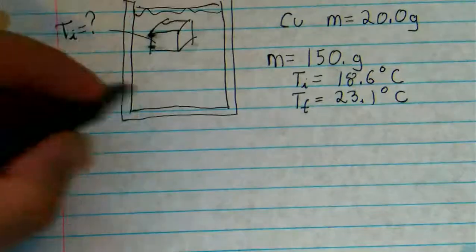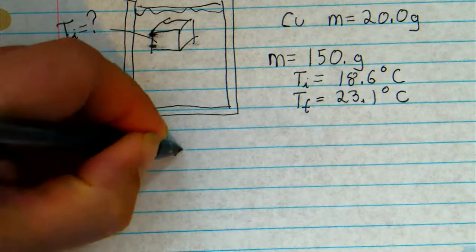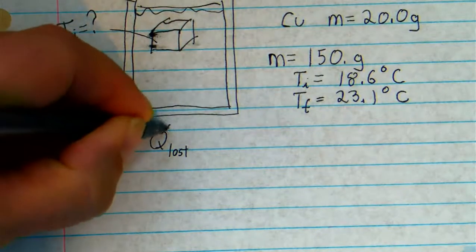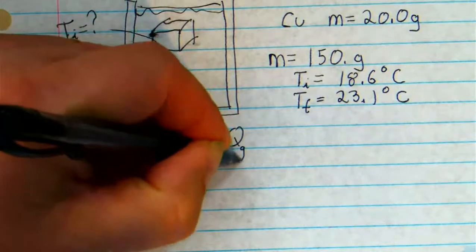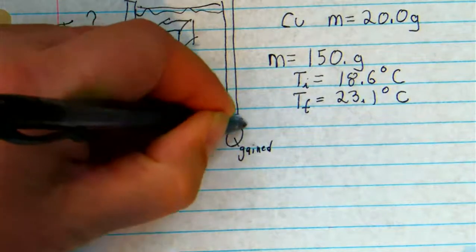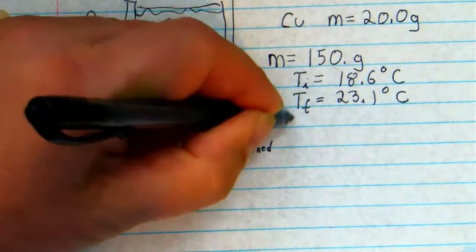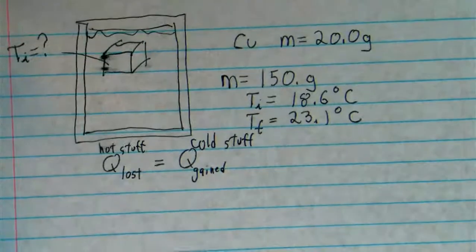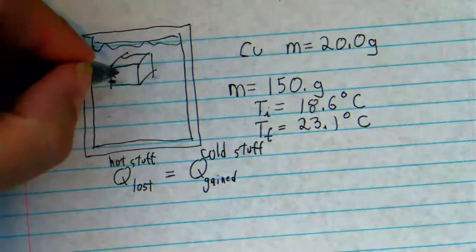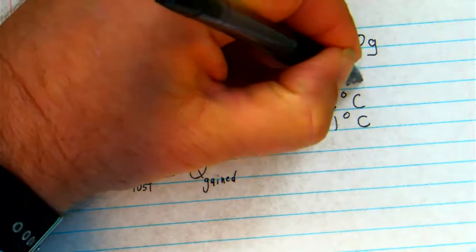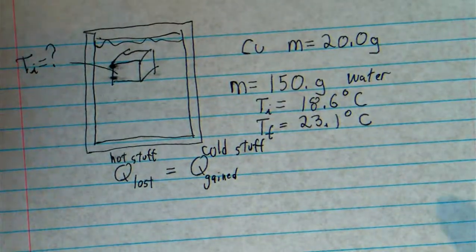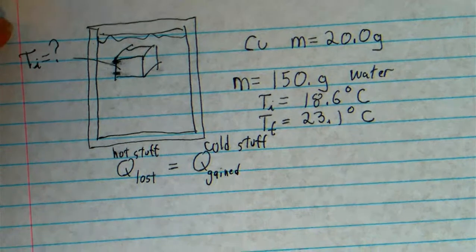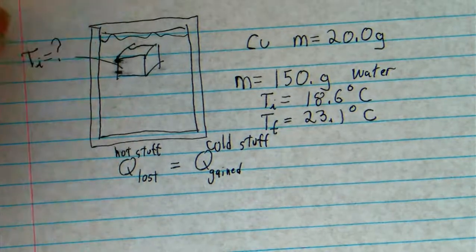The philosophy is the heat lost by the hot stuff cooling down is set equal to the heat gained by the cold stuff warming up. In this problem, we're dealing with water and copper, two different substances, two different specific heats. I'm going to blast through this. Here we go.